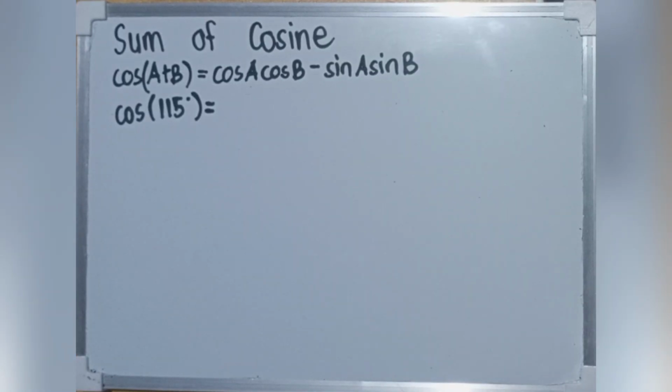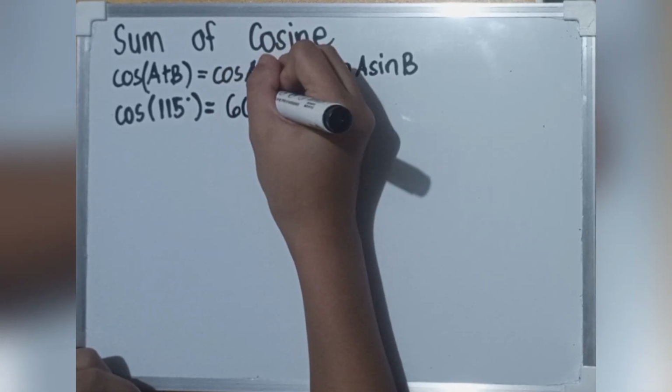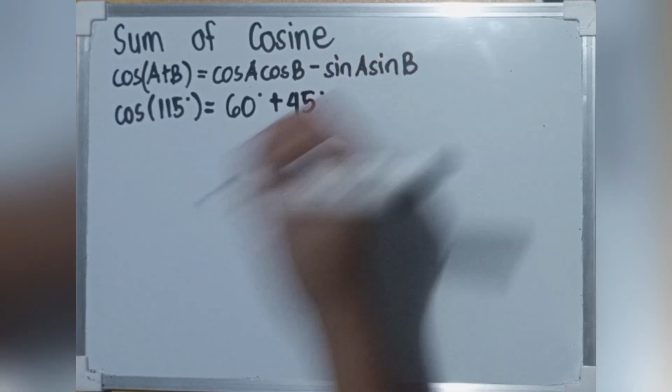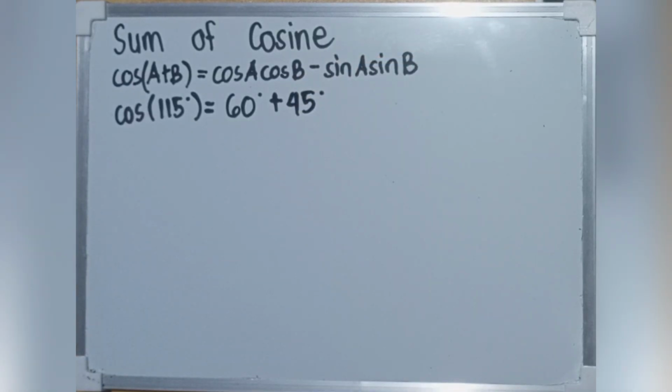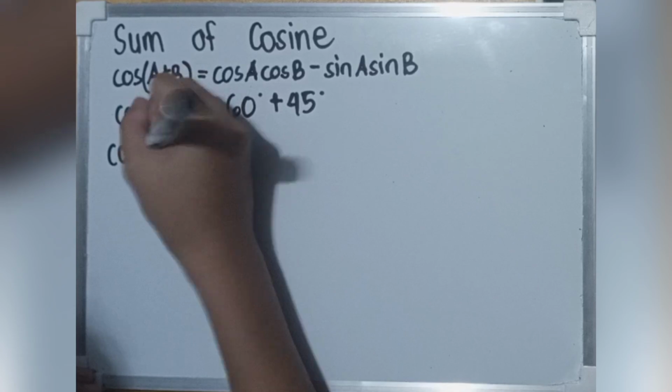For the sum of cosine, the formula is cosine (A plus B) equals cosine A cosine B minus sine A sine B. So right here we have an example of cosine 115 degrees. So first step, we're going to identify the two angles that will sum up to 115 degrees. So I identify it as 60 degrees plus 45 degrees that will sum up to 115 degrees. So after we find the two angles that we need, then let's substitute it to the formula.